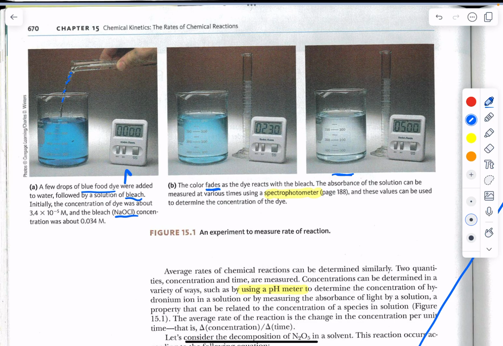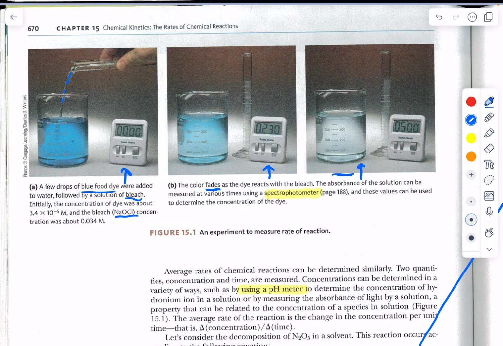Now, in this case, we're starting at time equals 0. So we start the stop clock, and then you can see at 2 minutes and 30 seconds, it's faded a little bit more. And then after 5 minutes, it's faded a lot, and maybe it stops and doesn't get any clearer than that. In any case, we can take samples of each water, put it in a cuvette, put the cuvette in the spectrophotometer, or in your case, a colorimeter, and we can measure this concentration using a colorimeter.